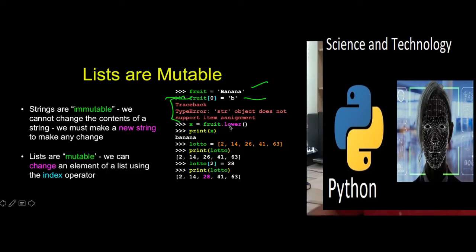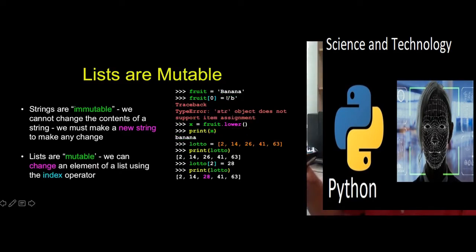And that's why when we do things like lowercase or uppercase, we take a look at the fruit and say, give me a lowercase copy of that, and then we take the return value from this and store that in x, and that's how x becomes a lowercase banana. But fruit is still the original one, so fruit has not changed.